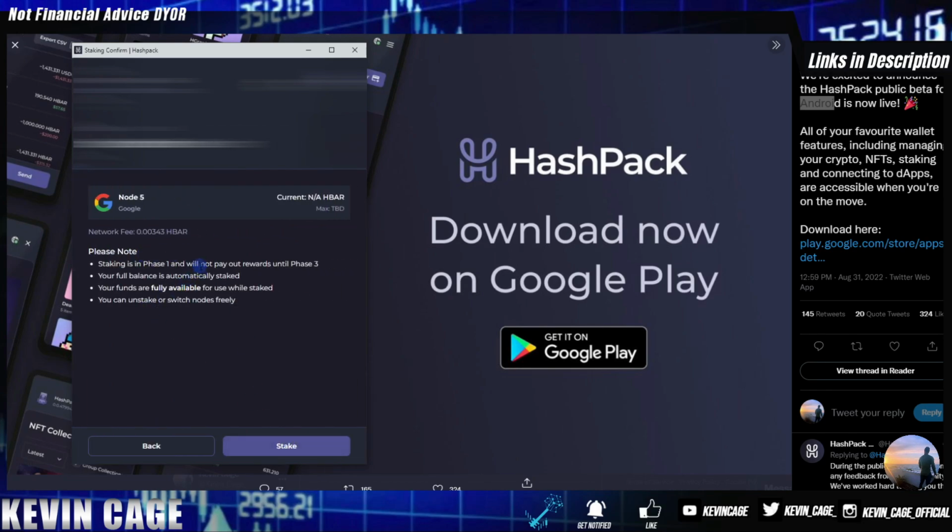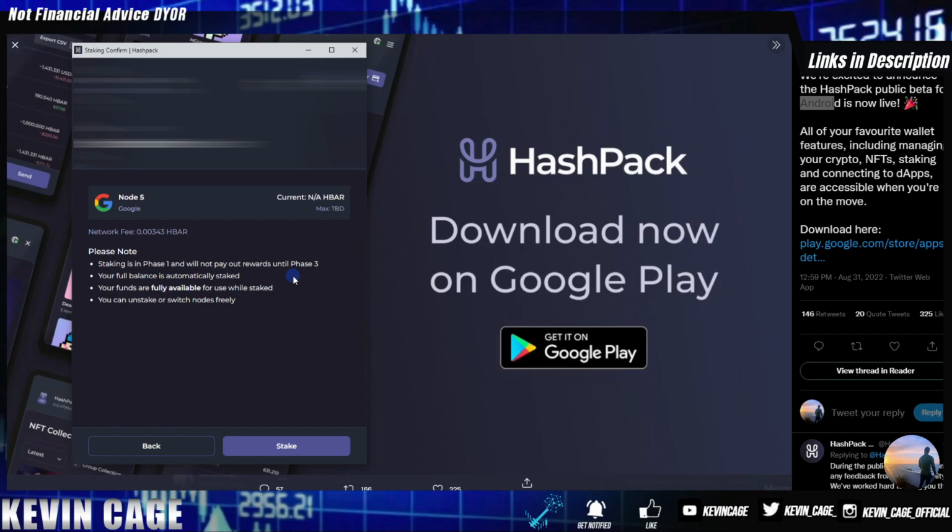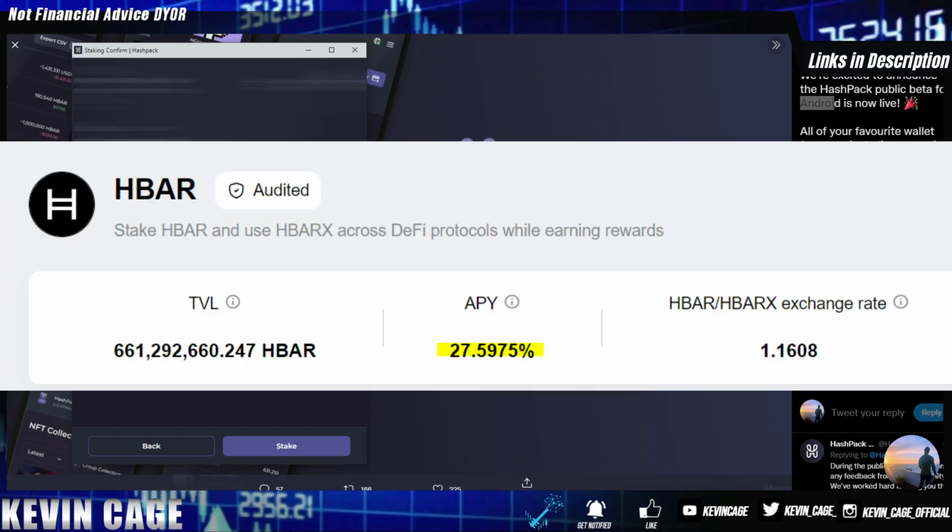But notice that there's no rewards that come out until phase 3. And I believe the capped max rate for native staking for now is 6% or 6.5%, which is a typical rate, so nothing crazy. But how I'm playing it is I'm actually staking my HBAR with Stader Labs using HBARX, because that rate is orders of magnitude higher than a 6% rate. So I want to milk that as much as possible.